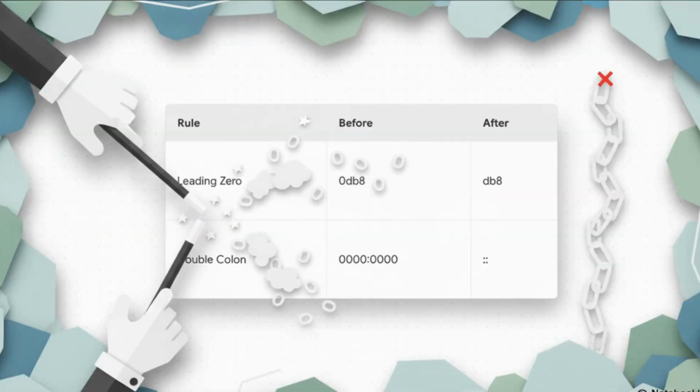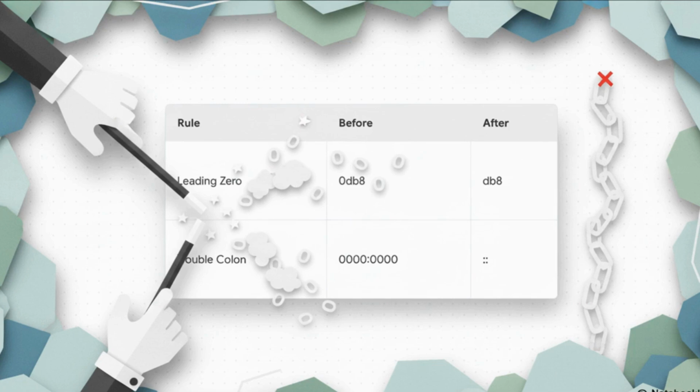Now here's where we get to play magician and make chunks of these cumbersome numbers just vanish, using 2 super simple abbreviation rules. First up, we've got leading zero suppression. If a block starts with zeros, you can just drop them. For instance, 0db8 just becomes db8. Simple, right? Second is the double colon rule. If you have a continuous string of entirely zero blocks, you can replace that whole chunk with a double colon.